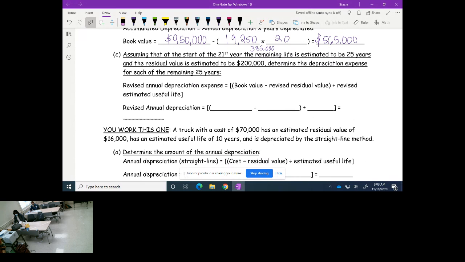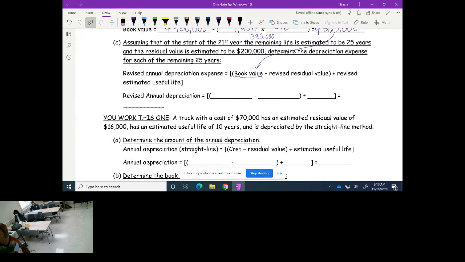Okay, residual value at this point, they're thinking it's going to be 200 instead of the original 180 that they came up with. So what we're doing now is to determine the depreciation expense for the next 25 years. So instead of using cost minus residual like we initially do, we have to use book value because we've already depreciated this asset some. All right, so we calculated that up here. So we'll just bring that down here.